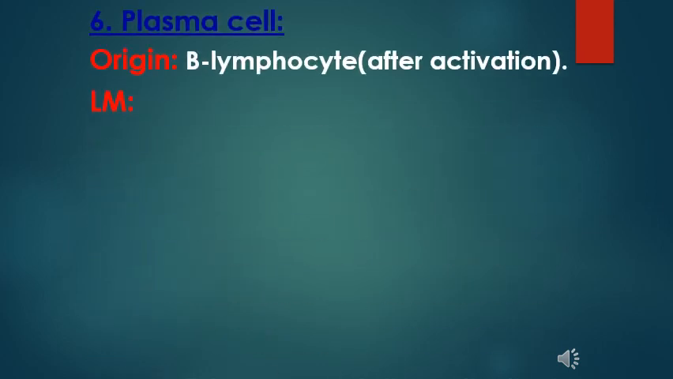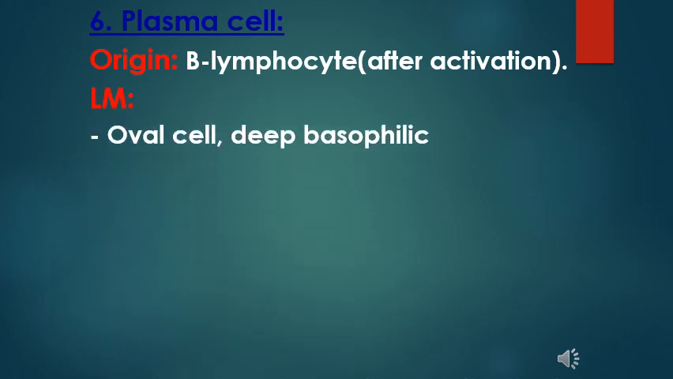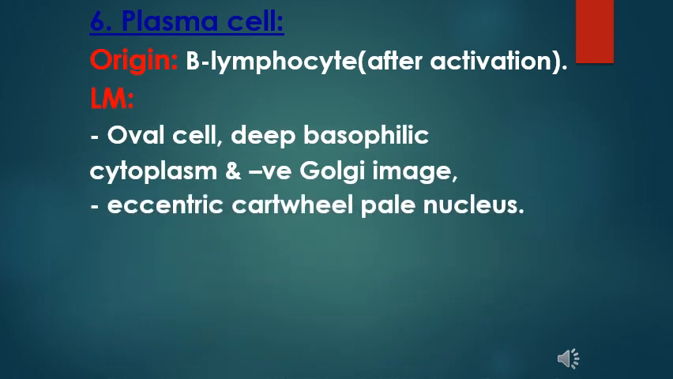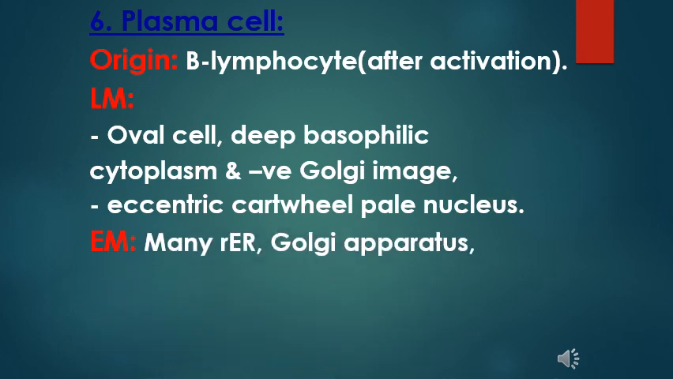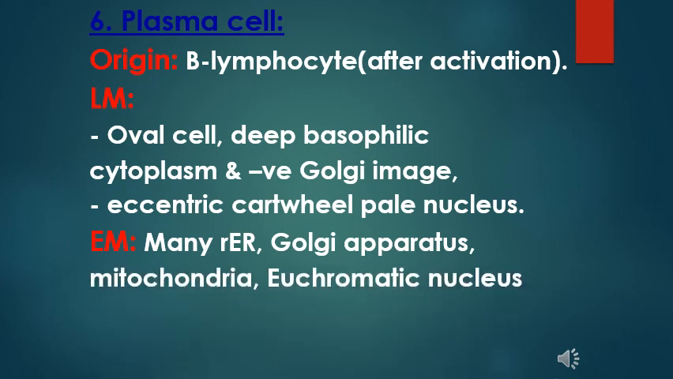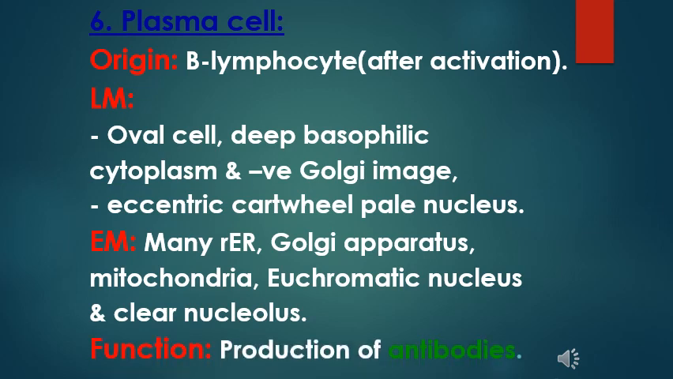The plasma cell arises from activated B lymphocyte. It is oval, deep basophilic, with negative Golgi image, and the nucleus is eccentric at one side. What is the meaning of cartwheel? The chromatin is arranged in the periphery of the nucleus in the form of a cartwheel appearance. It contains many rough endoplasmic reticulum, Golgi apparatus, and mitochondria, and a euchromatic nucleus. The function is antibody formation, which is important for humoral immunity.